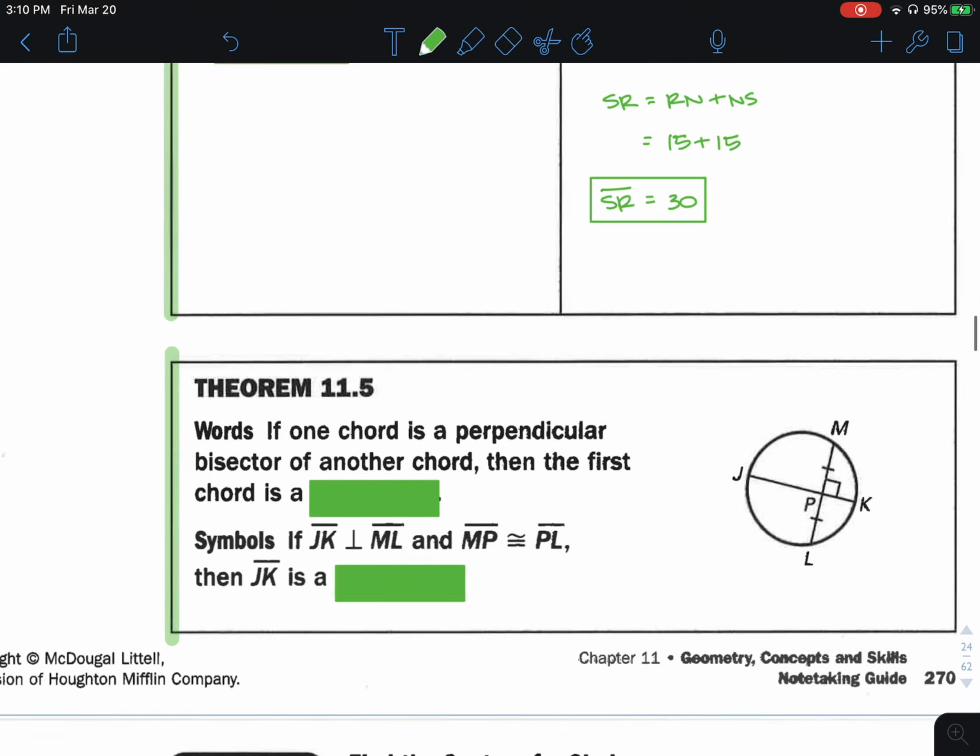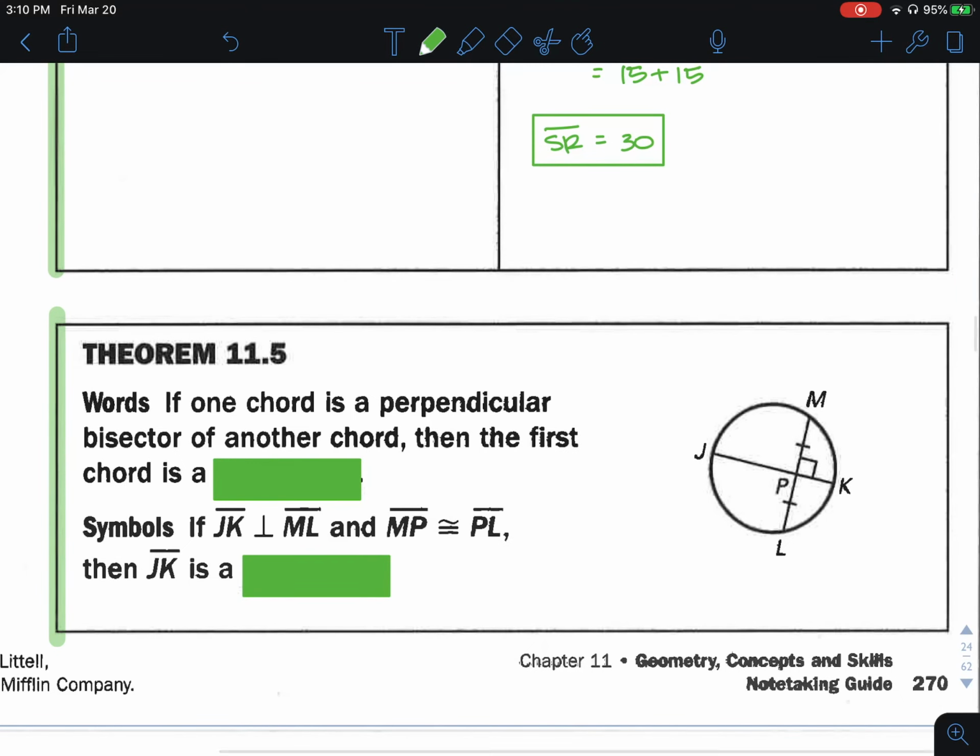Moving down to theorem 11.5. If one chord is a perpendicular bisector to another chord, then the first chord is a diameter. So if I know that JK is perpendicular to ML and MP is congruent to PL, then JK is my diameter.